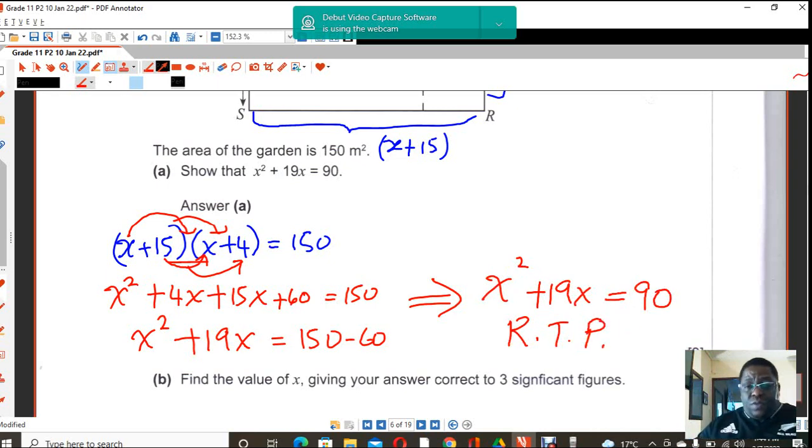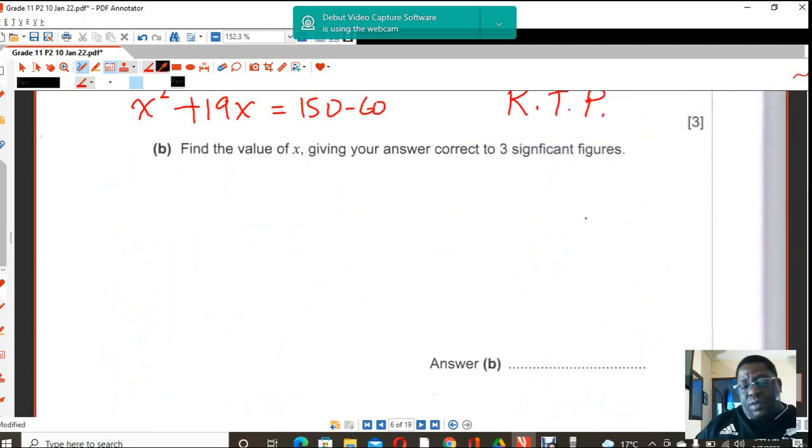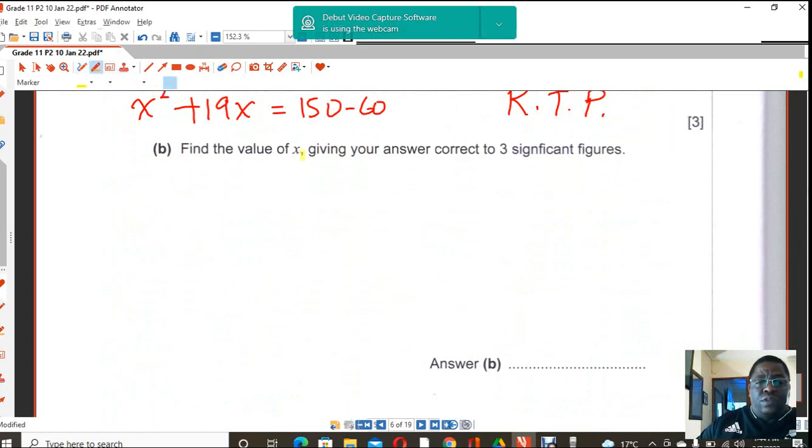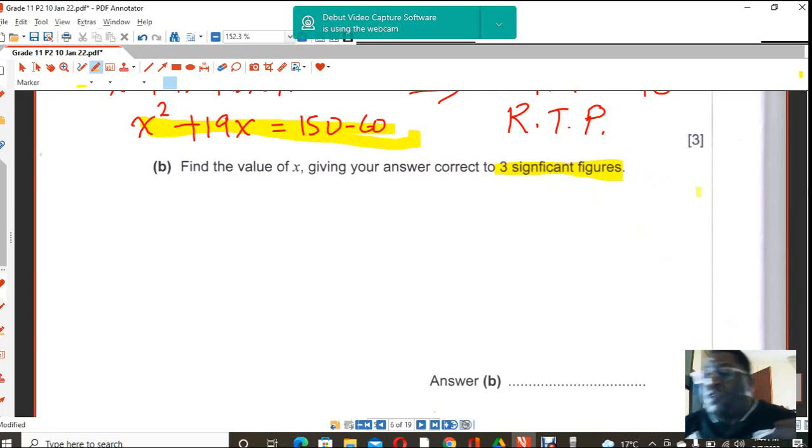Okay, 3 marks worth doing that. Right, so the next question is they want us to find the value of x. Now remember, this is a quadratic equation, and because they are telling us to give our answer correct to 3 significant figures, or so many decimal places, when you are dealing with quadratic equations, it means the quadratic equation doesn't factorize, and you must use either the completing the square method or the quadratic equation formula.